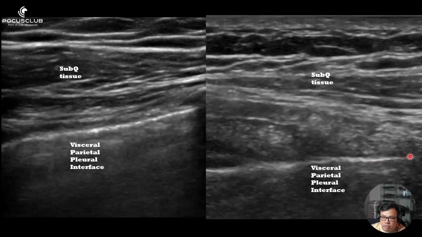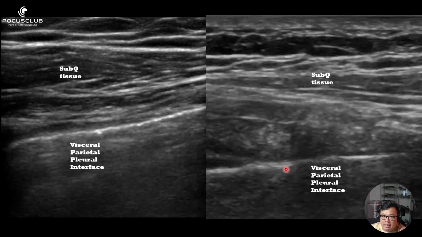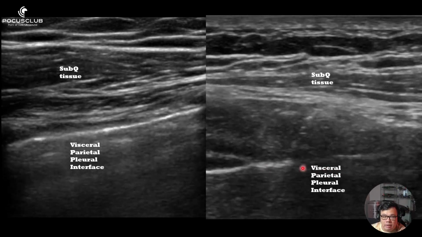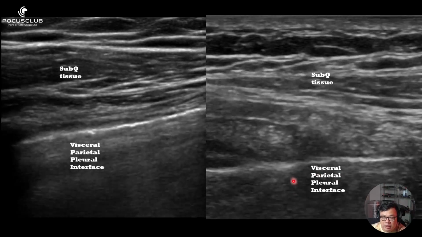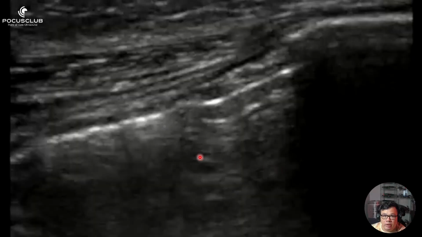But this is the pleural line, the visceral parietal pleural interface, and there is no movement of the pleural interface, and that would suggest that there may be a pneumothorax there.